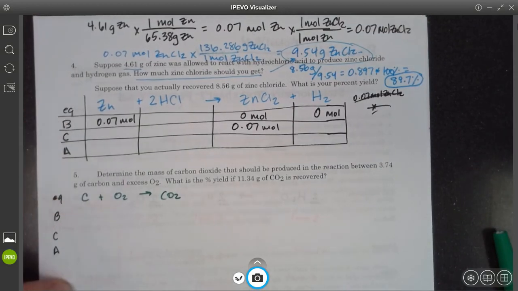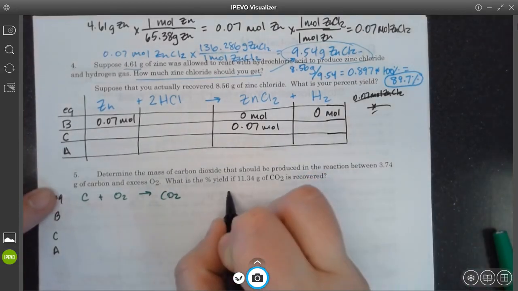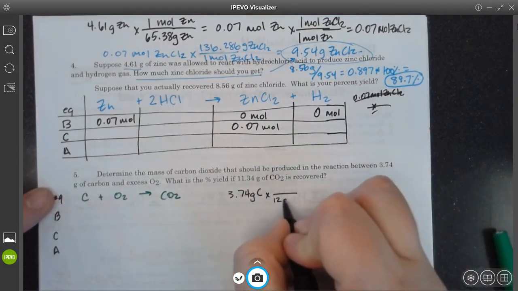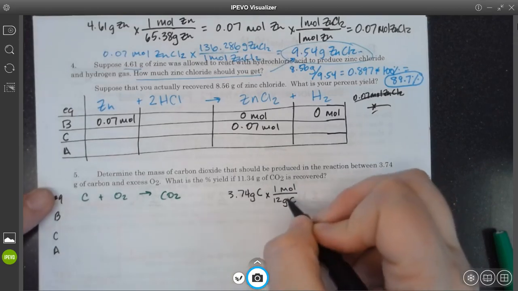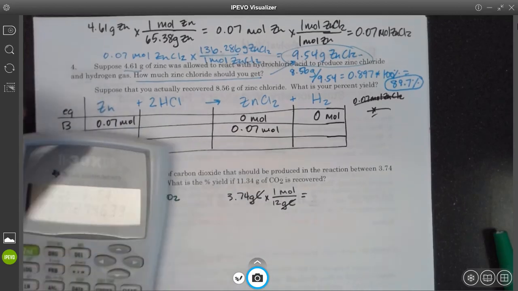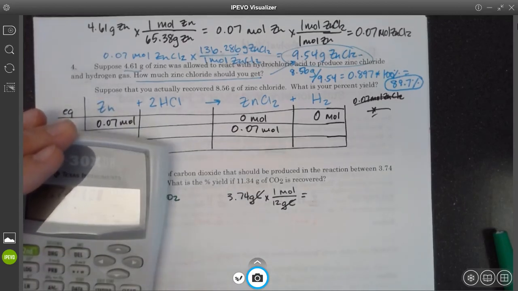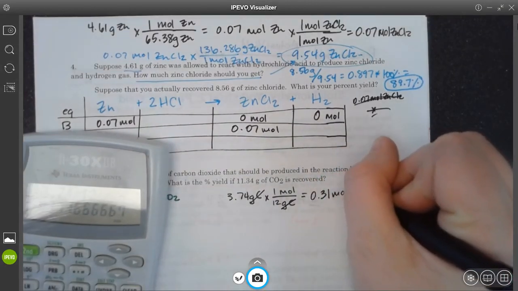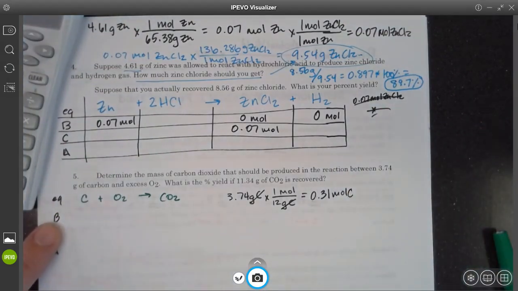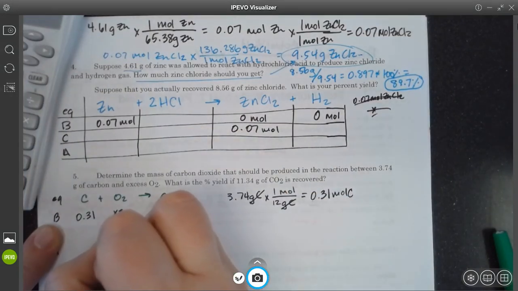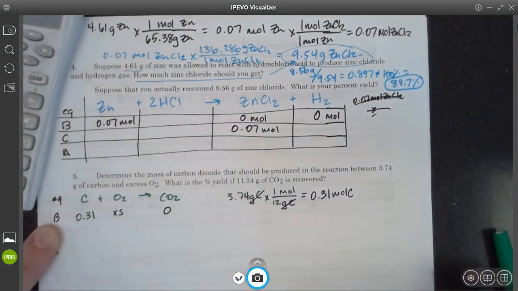I feel like this one needed more space and this one needed less. Okay, so we first have to figure out how many moles we have. So for carbon, if we have 3.74 grams of carbon, carbon is 12 grams for every 1 mole. And I wrote it that way because I want my grams to cancel. 3.74 divided by 12. It's actually 12.011. 0.31 moles of carbon. So if I come back over here, the amount that I'm going to use is 0.31. We're told that we have excess O2, and we're going to start with no carbon dioxide.